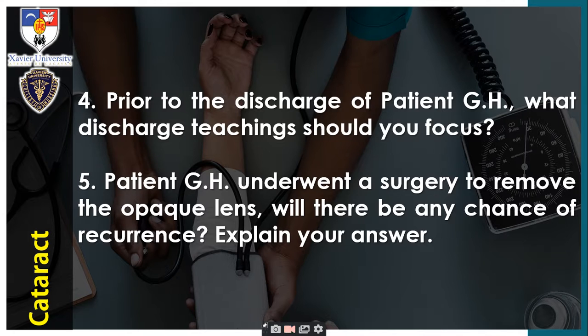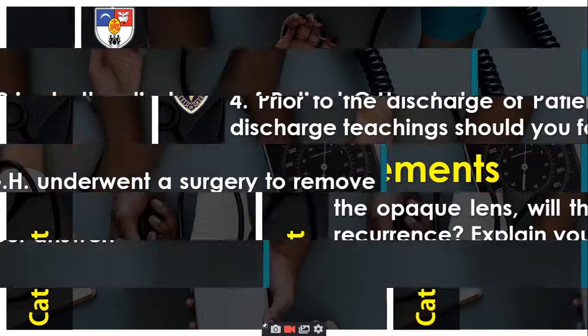Number 5, the last number, patient GH underwent a surgery to remove the opaque lens. Will there be any chance of recurrence? Explain your answer. So of course you have to answer the 5 critical thinking questions, and of course that will be submitted at the end of the week.